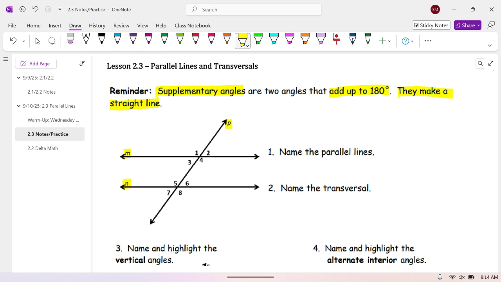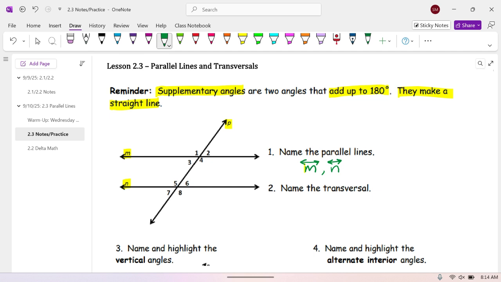So our 2 lines are line M, which we write as the little lowercase letter with the line symbol across the top. So not just a straight line, put the arrows on it so we know it's a line, not a line segment. And line N.